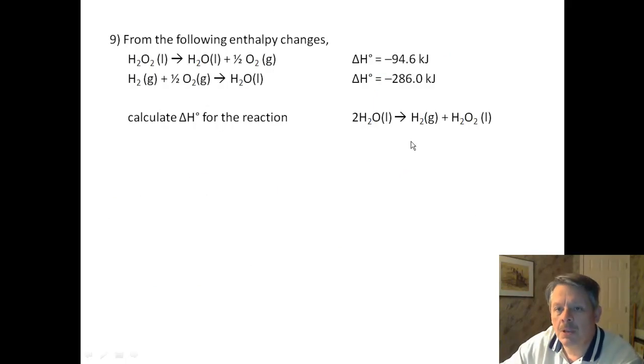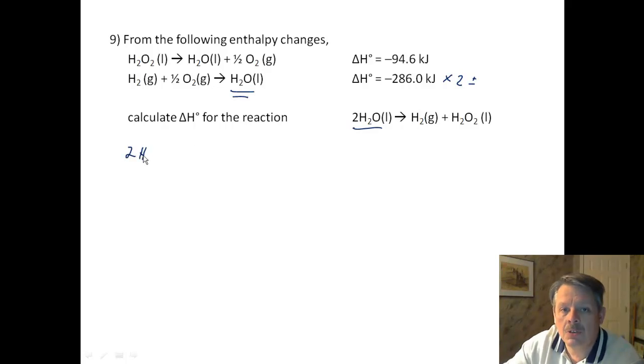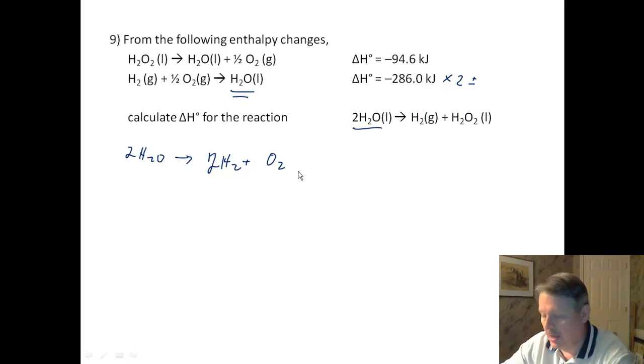Let's see, I'm looking for waters. I'm specifically looking for 2 waters. I've got water over here, but I've only got one of them, so I have to multiply by 2, and I have to change the sign because it's on the wrong side. So that's going to become 2H2O becomes 2H2 plus O2. I multiply by 2, and so that number, then negative 286. I'm multiplying by 2, I'm reversing the sign.